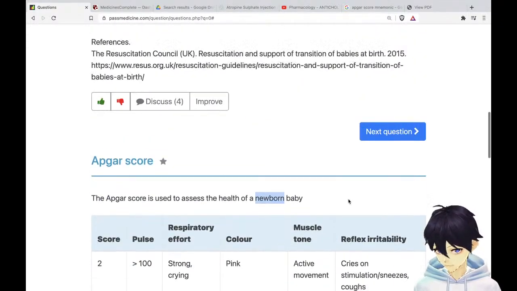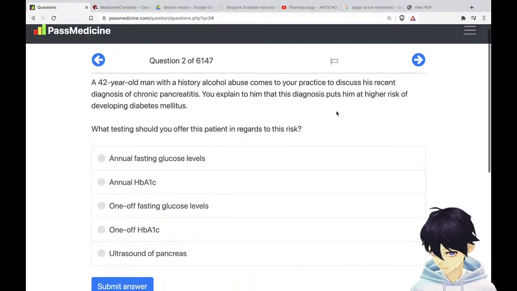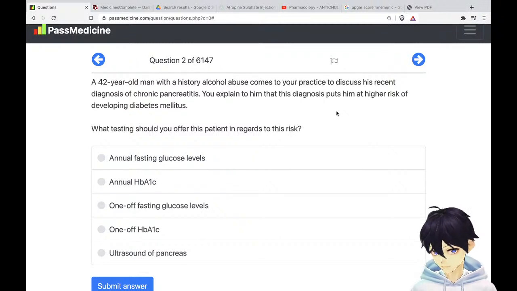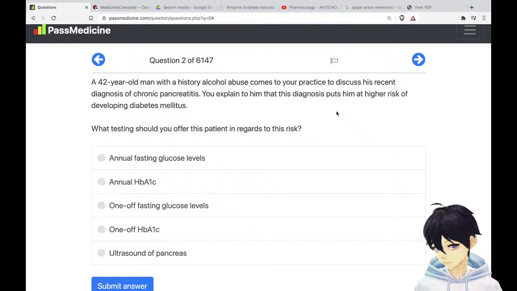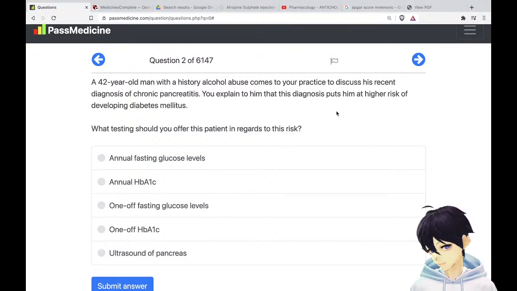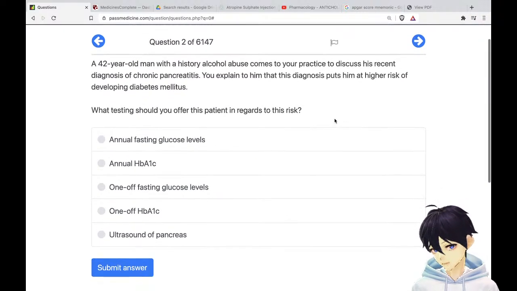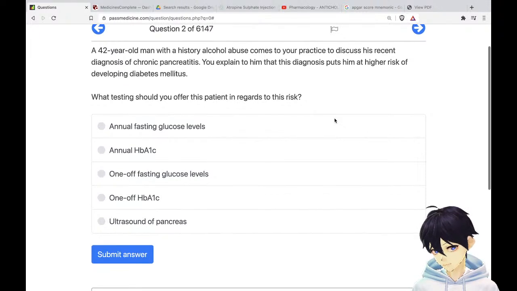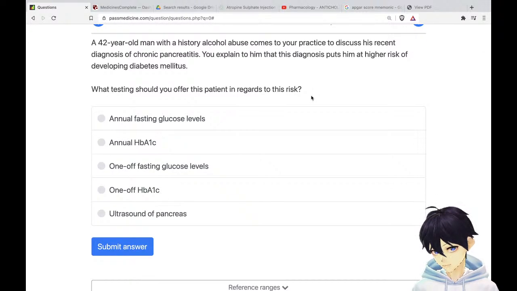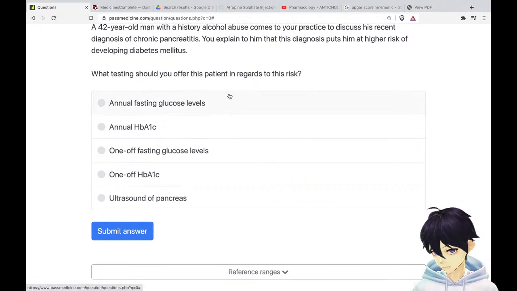Okay. Next question. A 42-year-old man with a history of alcohol abuse comes to your practice to discuss his recent diagnosis of chronic pancreatitis. You explain to him that his diagnosis puts him at higher risk of developing diabetes mellitus. What testing should you offer this patient in regards to this risk? So what testing do you do for diabetes?